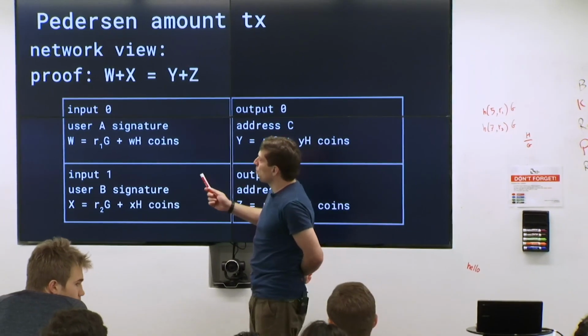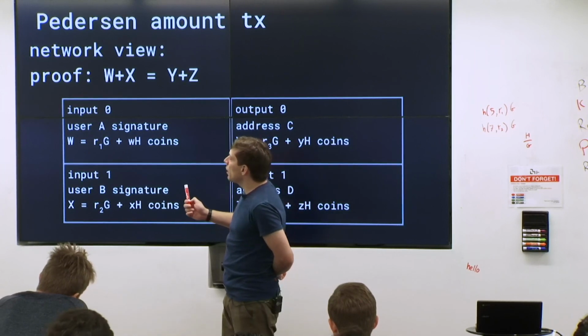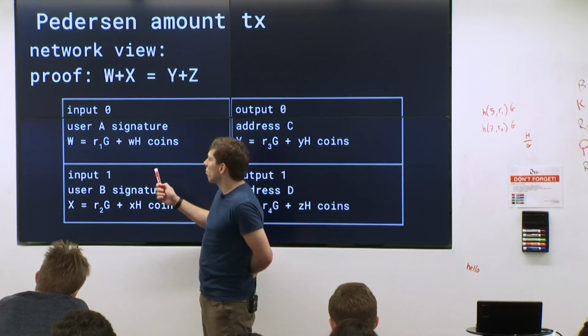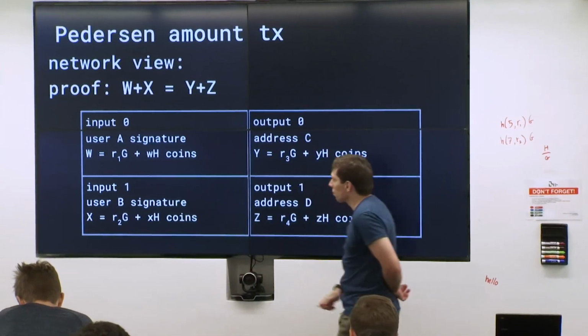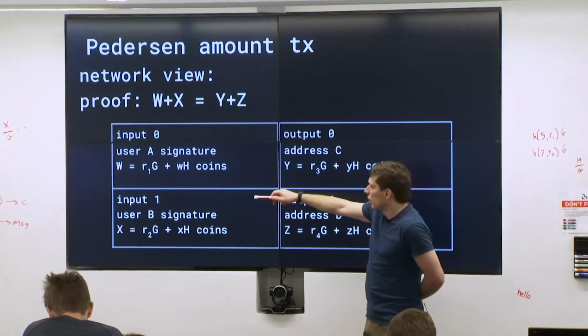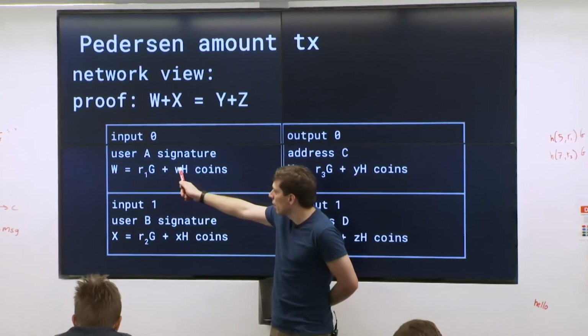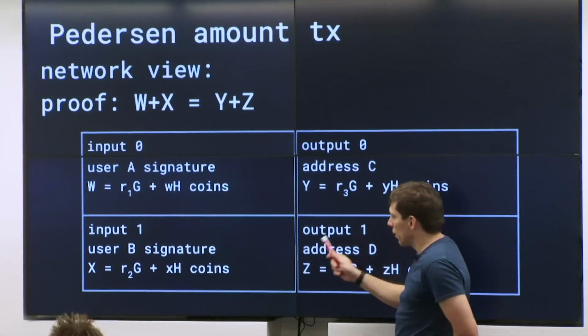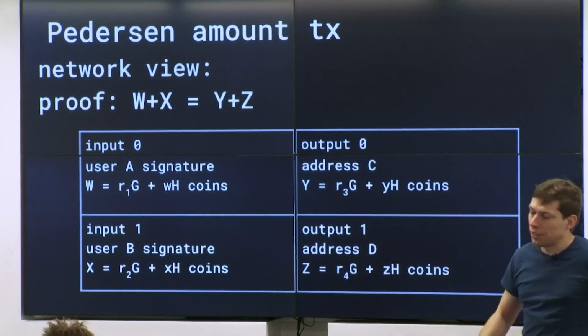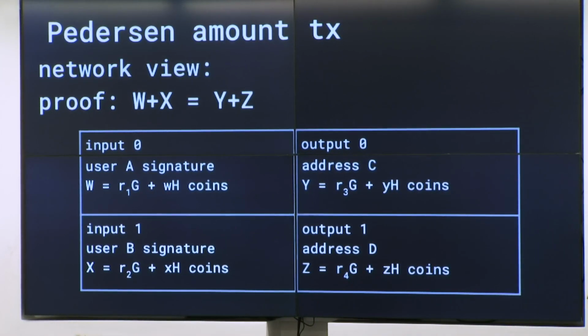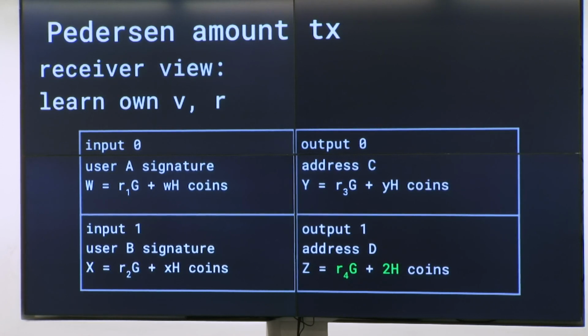And then I just provide a proof by revealing these sums each time, right? So I prove that w plus x equals y plus z. And everyone can see, okay, this is actually little w amount of coins, there's actually y coins, there's actually x coins, there's actually z coins, and there's a blinding factor that all the participants have to keep track of.